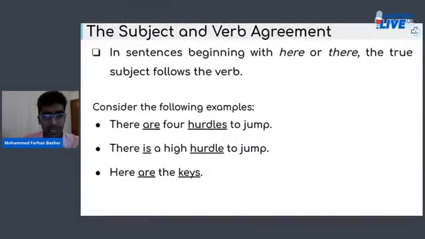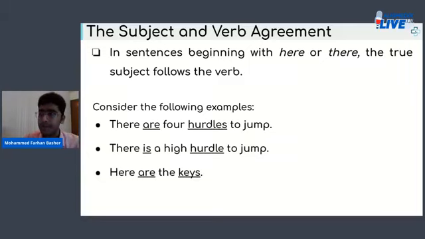In sentences beginning with here or there, the true subject follows the verb. This is interesting. Please pay attention to this. In the sentences beginning with here or there, the true subject follows the verb. So many a time we have sentences that begin with here or there and we are confused whether to keep the verb singular or plural because we cannot figure out which is the subject here. Is here or there a subject? No, of course not. Here and there are never subjects. They're just basically adverbs, right?